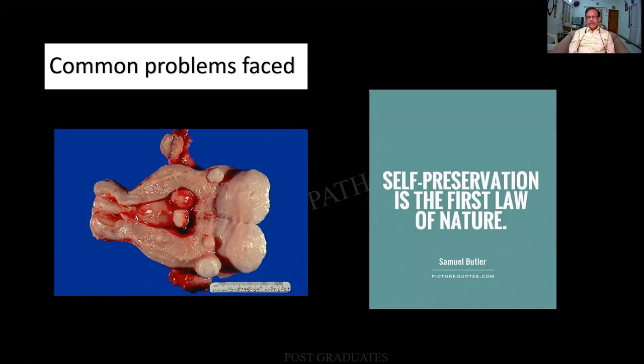Self-preservation is the first law of nature. So try to preserve your tissues, preserve yourself, preserve your conduct, preserve your identity. A lot of moral sciences. Samuel Butler, hats off.